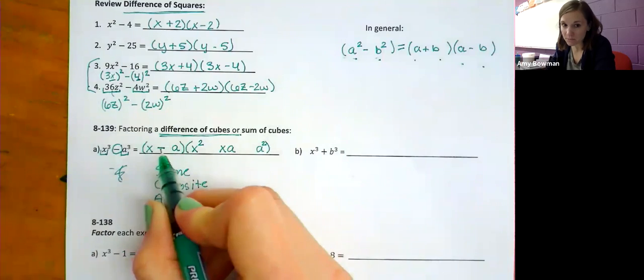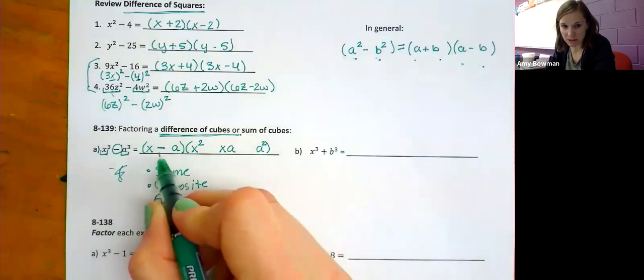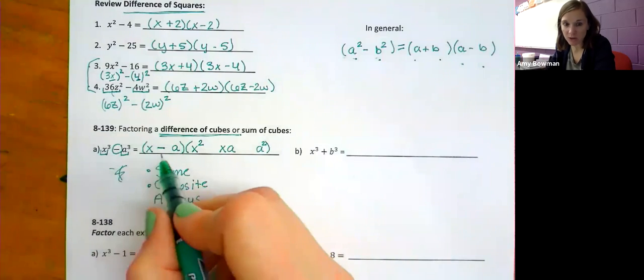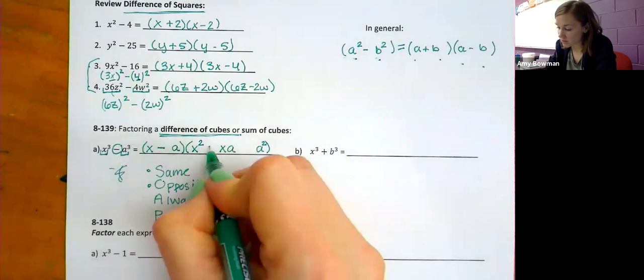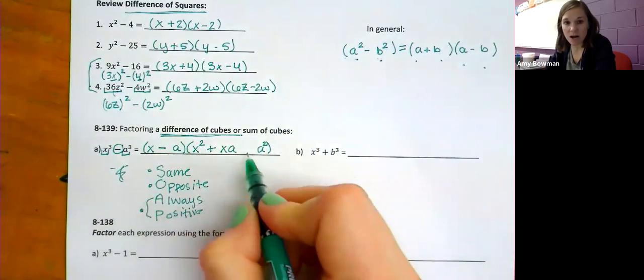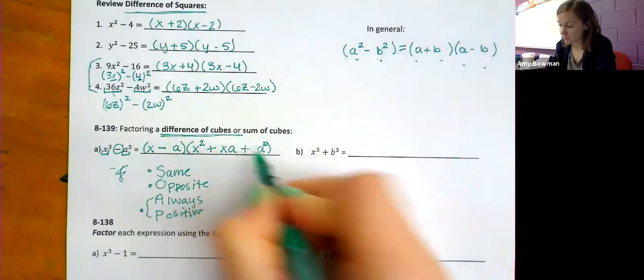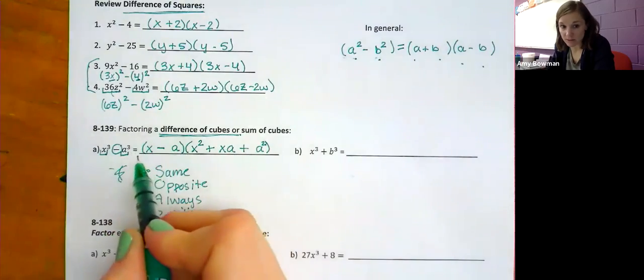Opposite is the opposite of whatever I just put down. If I'm doing a difference of cubes, same is the same. The next one is opposite of that, so this is going to be plus. And the third operation is always addition. So that is the formula for factoring a difference of cubes.